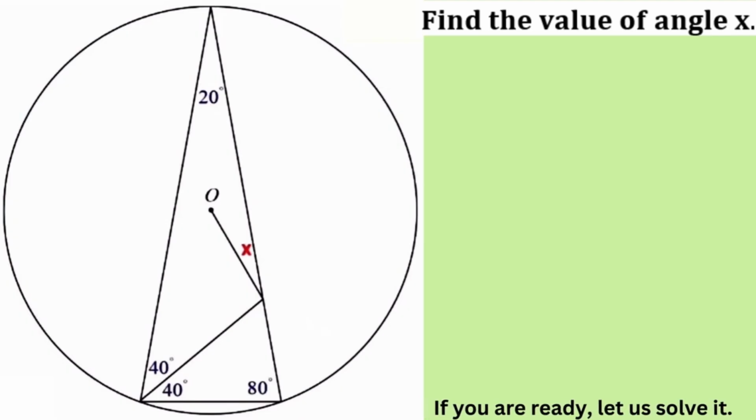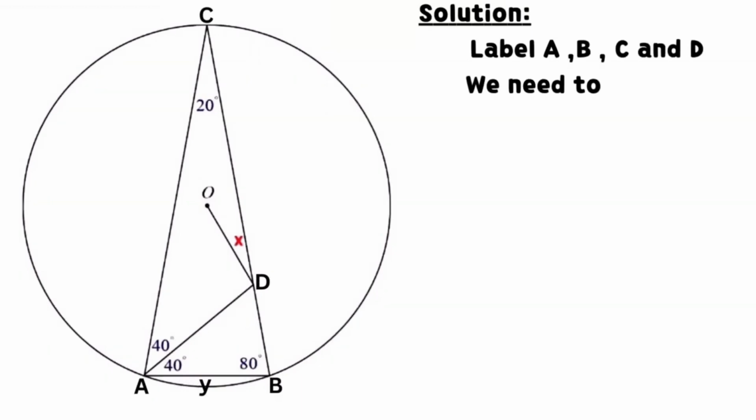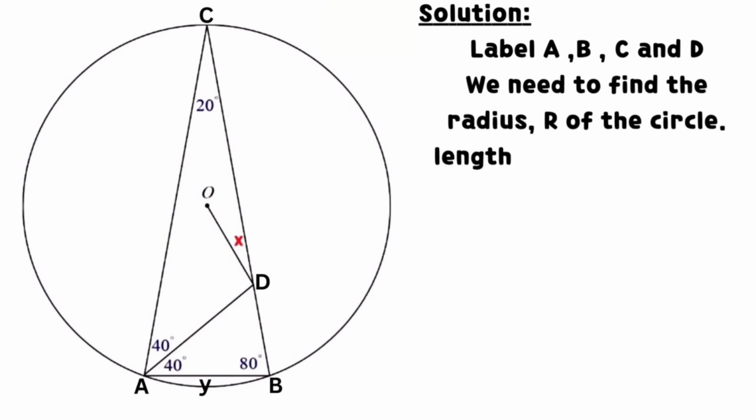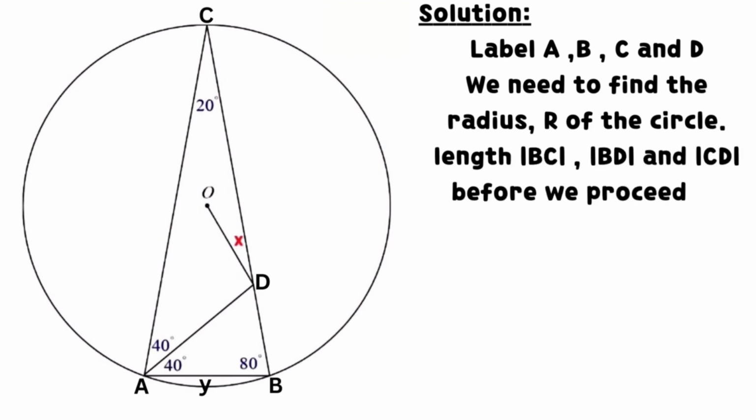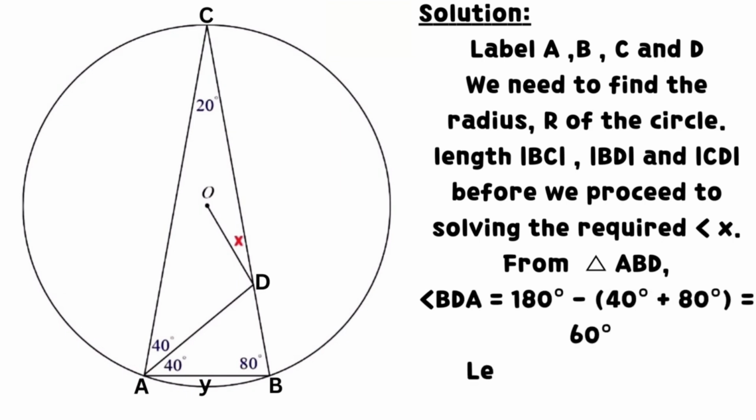Required to find the value of angle X from the given figure. Label A, B, C and D. We need to find the radius, r, of the circle, length BC, length BD and length CD before we proceed to solving the required angle X. From triangle ABD, angle BDA equals 60 degrees. Let length AB equal Y.